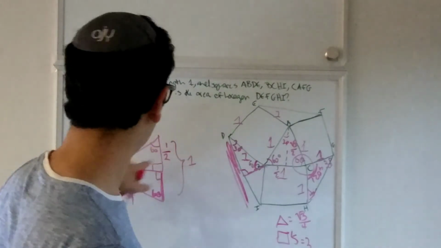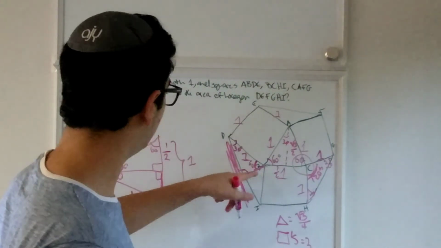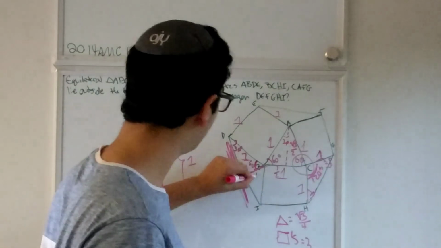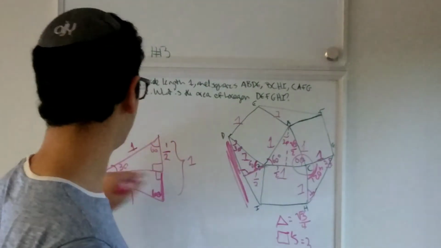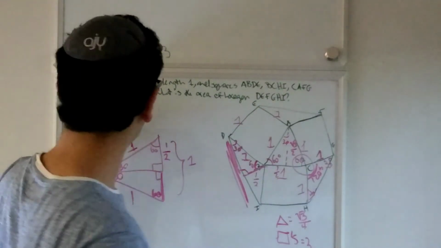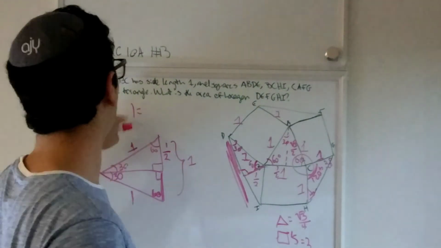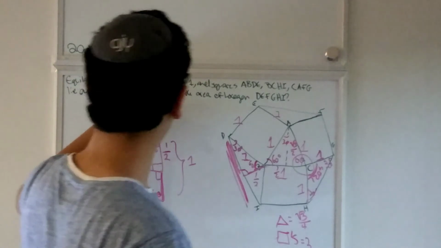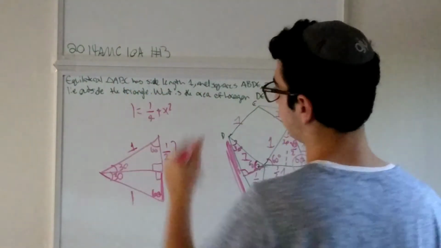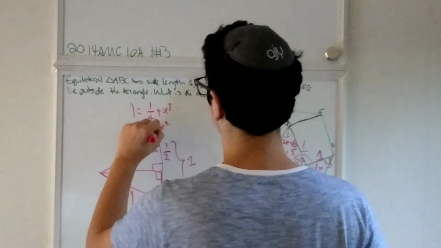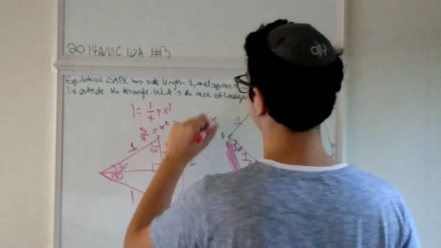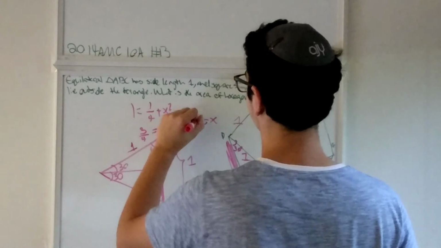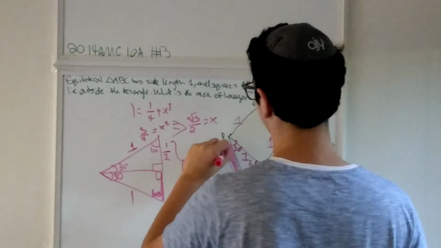Now we know that this length is 1, this length is 1/2, which means that this right over here, between 60 and the right angle, that length is 1/2. Now we just need to find the length between the 30 and the right angle. So I'm going to use the Pythagorean theorem: 1 squared is equal to (1/2) squared plus x squared. That means that x squared is equal to 3 over 4, and that brings us to x being square root of 3 over 2. So this length right over here is square root of 3 over 2.